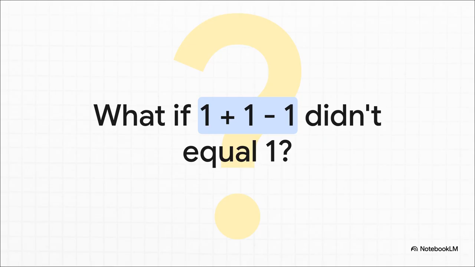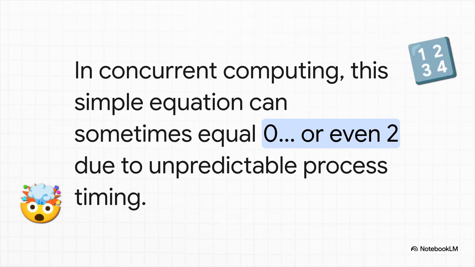It's just fundamental, right? It's arithmetic 101. But what if I told you that deep inside your computer, that simple, reliable equation can go spectacularly wrong? Yeah, you heard that right. Sometimes the answer is 0. Sometimes it's 2. This craziness happens when different parts of a program try to change the exact same piece of information at the exact same time. The result? Total chaos.